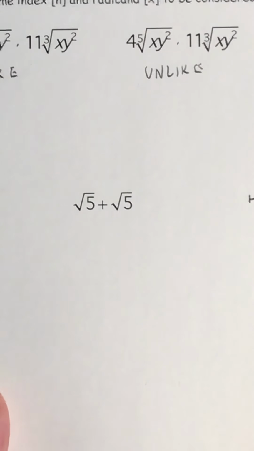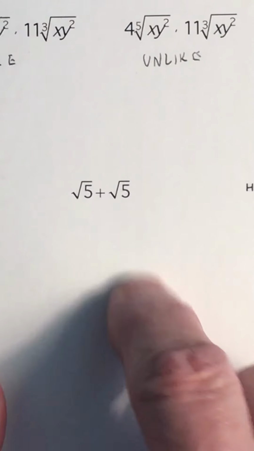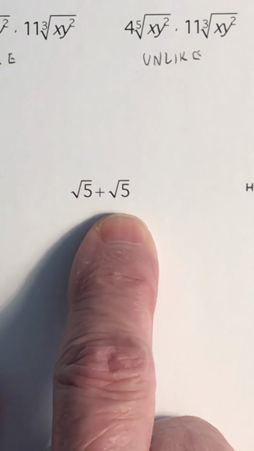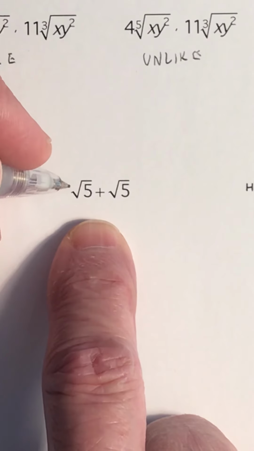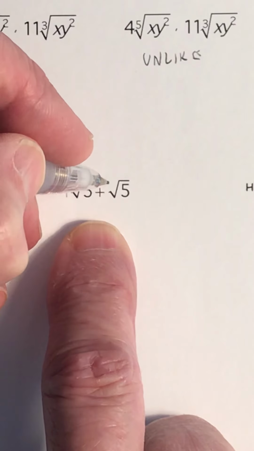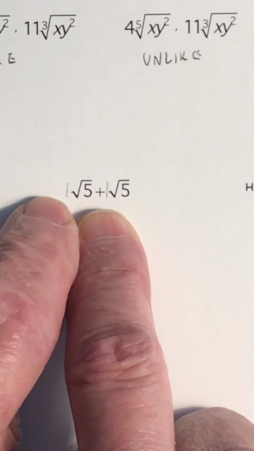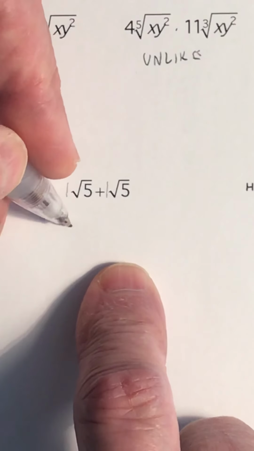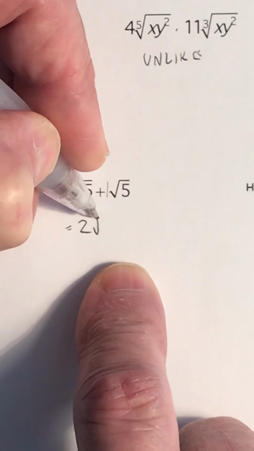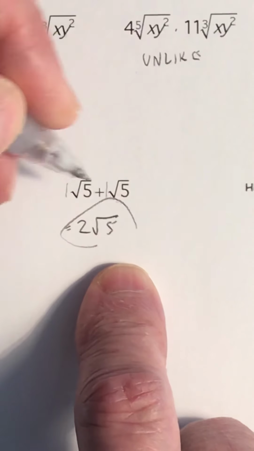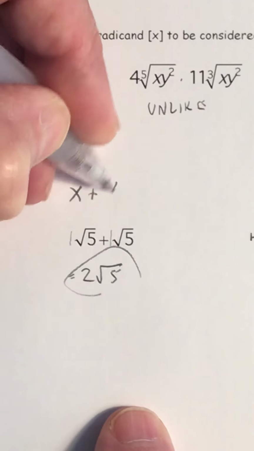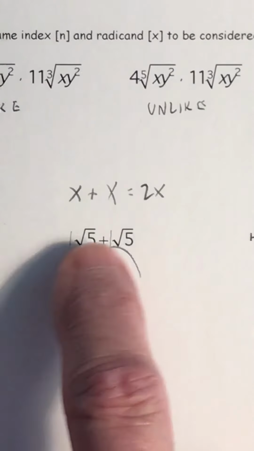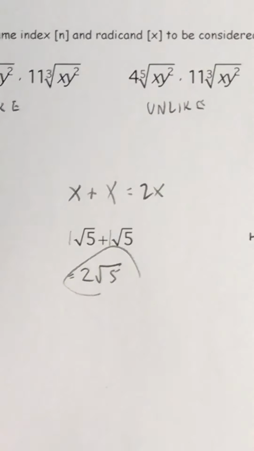Now don't get fooled by this. Don't let your brain double cross you. This is a square root 5 plus another square root 5. We could, if we wanted to force the issue, put in a coefficient of 1 on both of them. 1 of those plus 1 of those, we have 2 of those. We have 2 square root 5s. Just like x plus x would be 2x, square root 5 plus square root 5 would be 2 square root 5s.